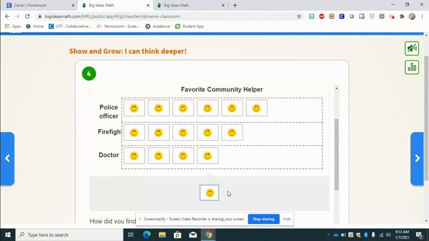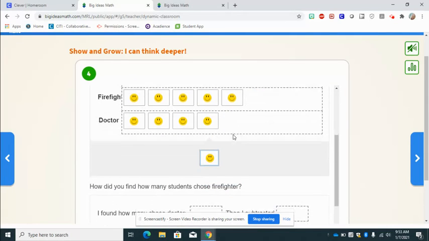Another way that we could find that is we could add our police officer and our doctor votes, and so that would be 6 plus 4, which is 10. And we know that we needed 15 altogether, so we could do 15 minus 10, and that would give us 5, which is how many smiley faces we put beside the firefighter.